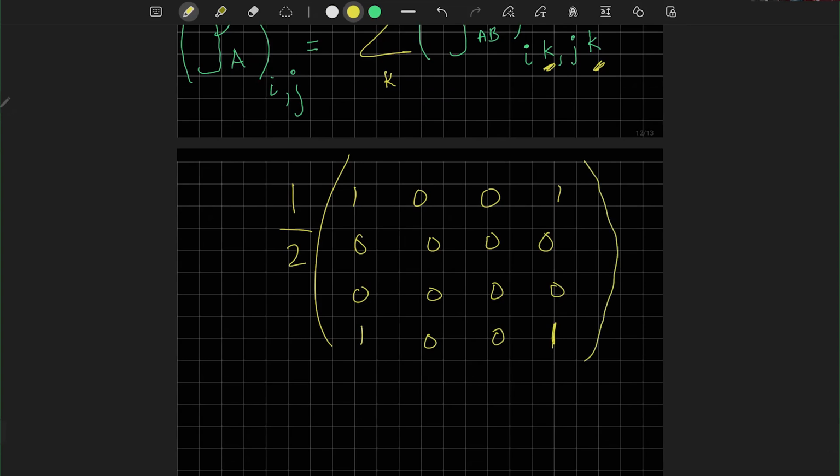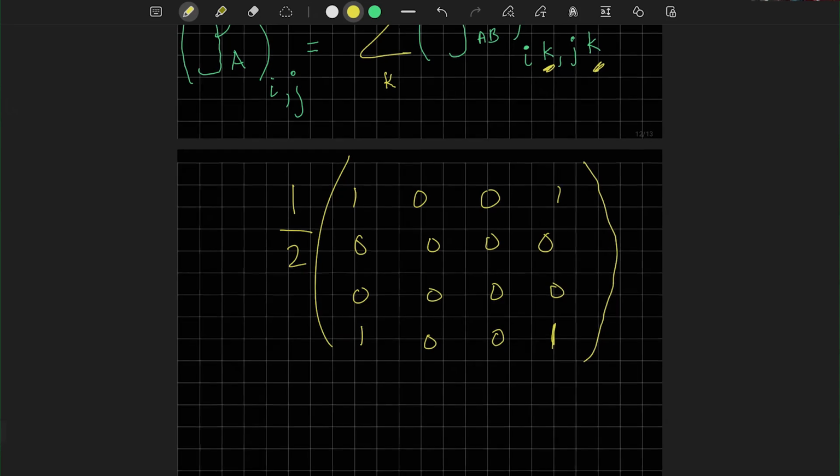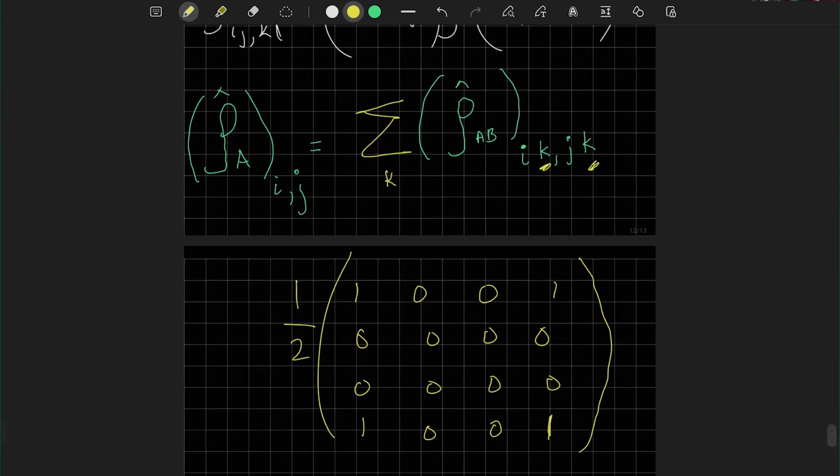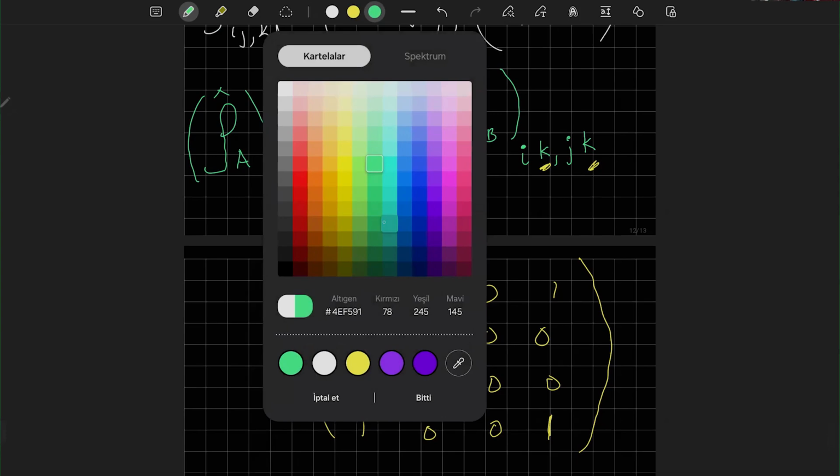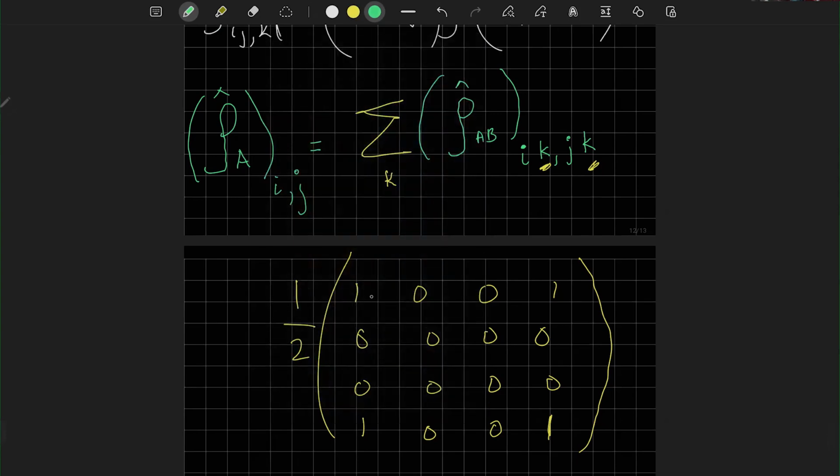So if I trace out the second qubit, tracing out the second qubit really means implementing this formula over here. Just go home and code this on the computer. It's very easy. Effectively, you're taking the sum of this term with this term, this term with this term, and this term with this term. That's what you're actually doing.